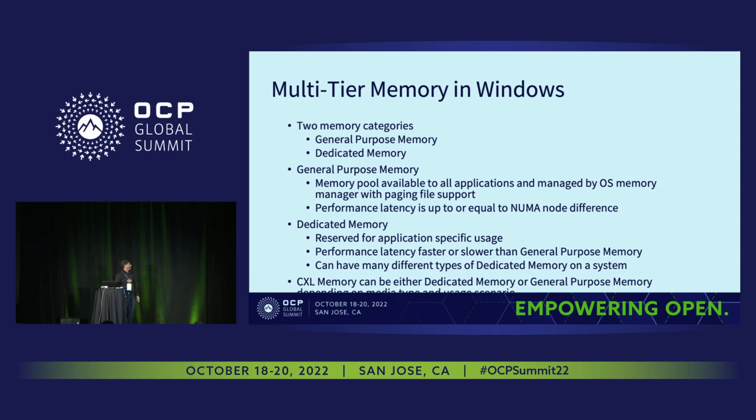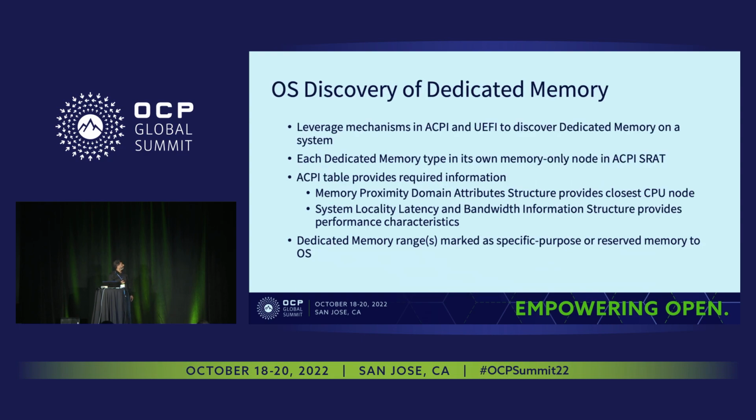If you look at the general purpose memory, it's a memory pool available to all applications and managed by the OS Memory Manager with paging file support. And dedicated memory is something which is not general purpose memory, but is reserved for application specific usage. Performance latency is faster or slower than general purpose memory. We can have different types of dedicated memory in a system. So CXL memory can be either dedicated or general purpose, and that work will be done within the Windows enablement.